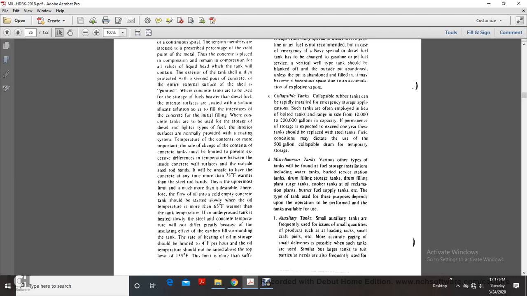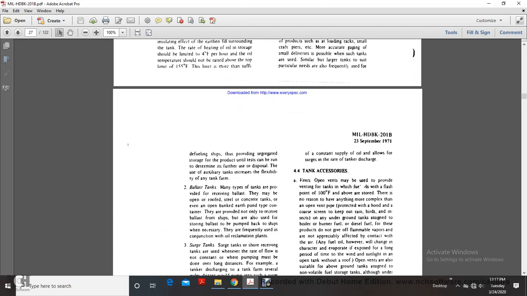Auxiliary tanks. Small auxiliary tanks are frequently used in the issue of small quantities of the product, such as at loading racks, small craft piers, etc. More accurate gauging of small deliveries is possible when such tanks are used. Similar large tanks suitable for particular needs are also frequently used for defueling ships, to provide segregated storage of the product, so that the test can be determined before further disposal. The use of the auxiliary tank increases the flexibility of the tank farm.